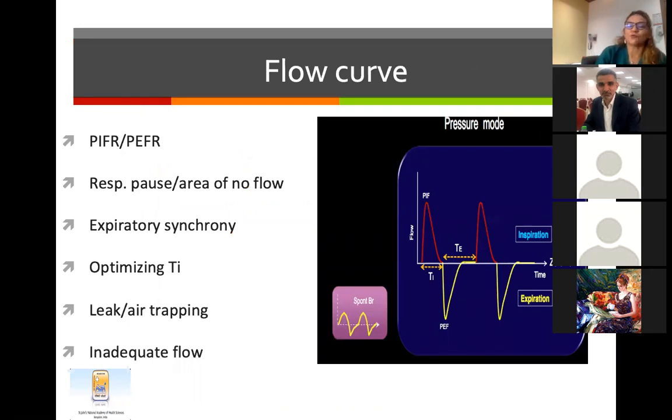Then let's come to the flow curve. This is what you can find from the pressure-time graphic. From the flow-time graphic, what you can find is the peak inspiratory flow rate, the peak expiratory flow rate, the respiratory pause or area of no flow, and expiratory synchrony or asynchrony. You can optimize your inspiratory time in this flow scalar graphic. You can look at the leak and the air trapping, and you can find whether the flow was adequate or inadequate, as I said earlier.